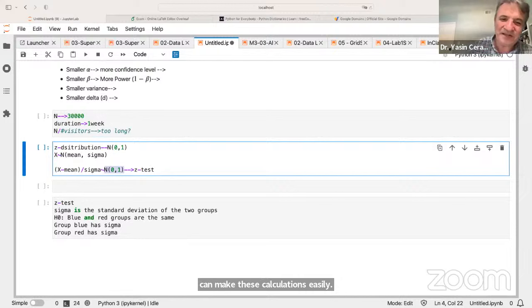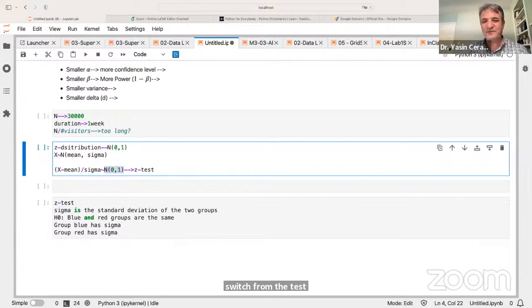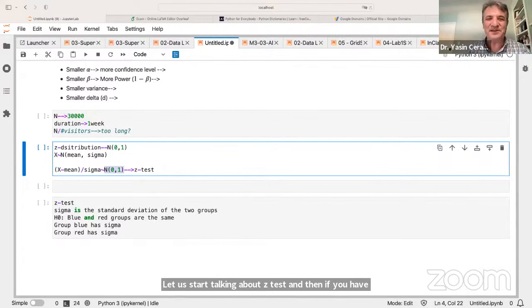Okay, Aisha, so you're interested in learning t-test. Again, if we have time, I can talk about t-test, but as I said, it's not so different. You're just going to switch from Z-test to t-test. Let us start with Z-test, and then if we have time, I'm just going to switch from Z to T, which is not a very big deal, actually.